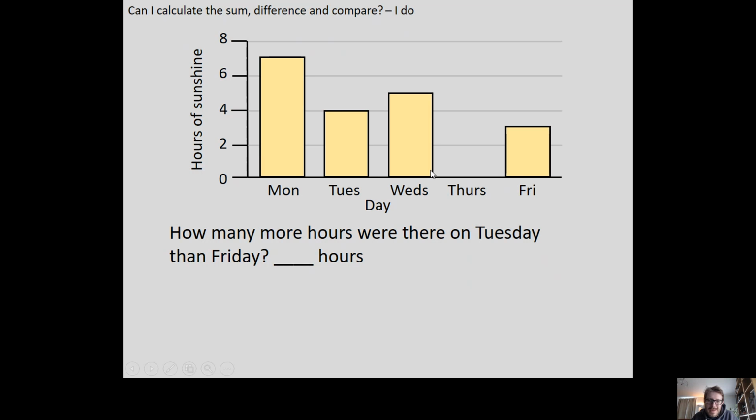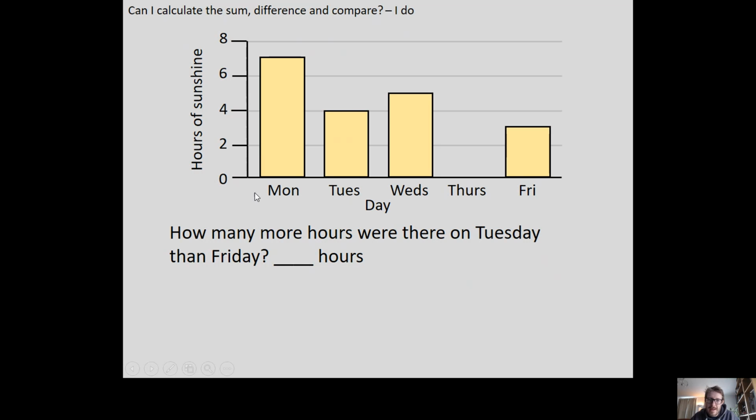So how many more? So we need to find the difference. We're not finding the total, we are finding the difference between Tuesday and Friday, because Tuesday had more than Friday and it wants us to figure out how many more. So you could do a subtraction, or you could use subtraction by counting up.